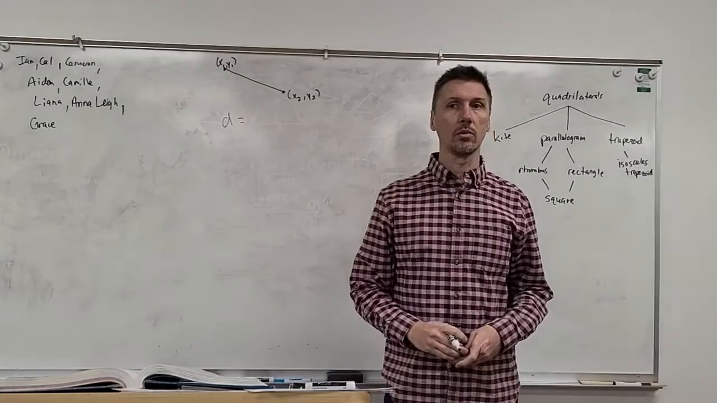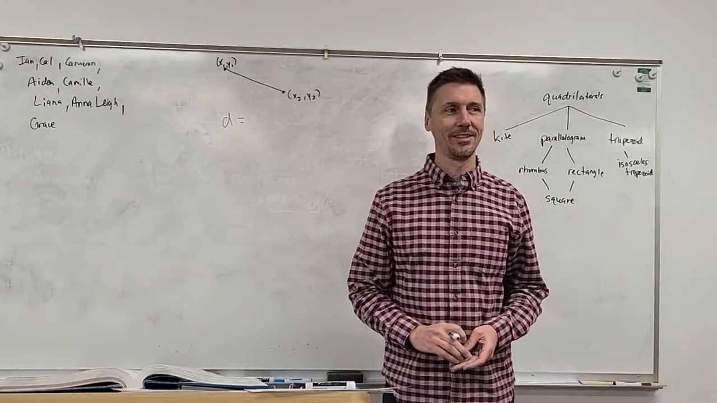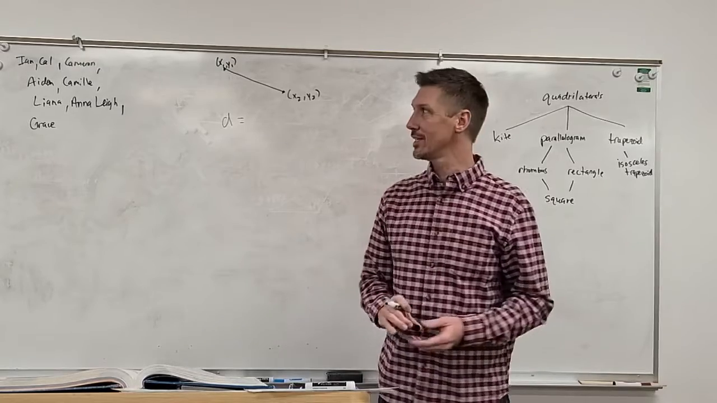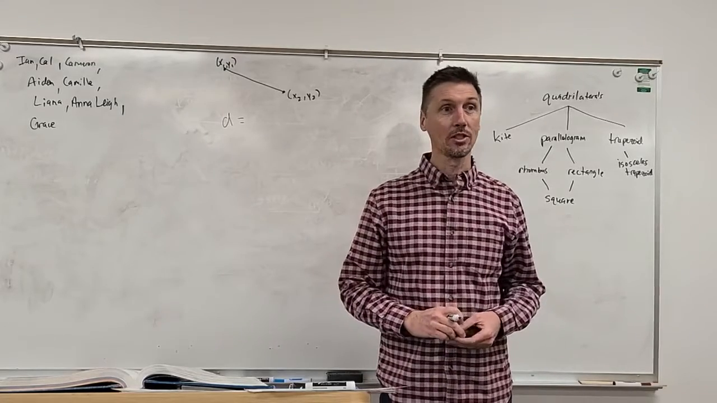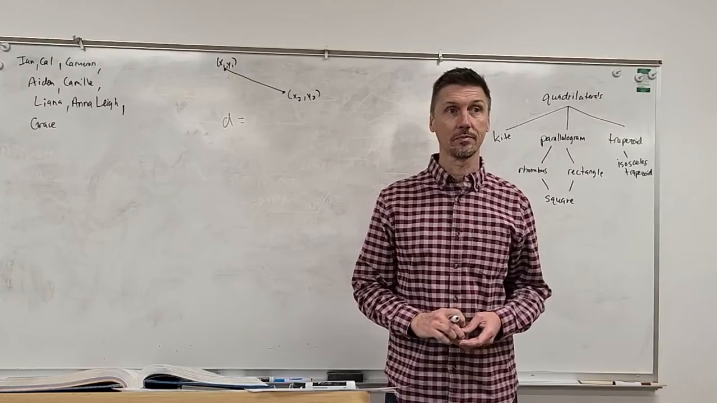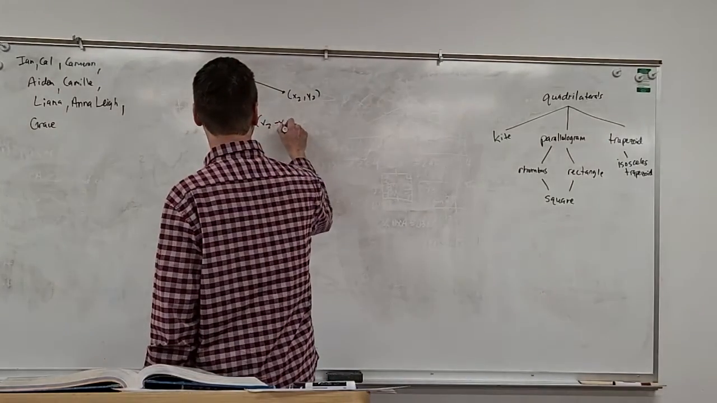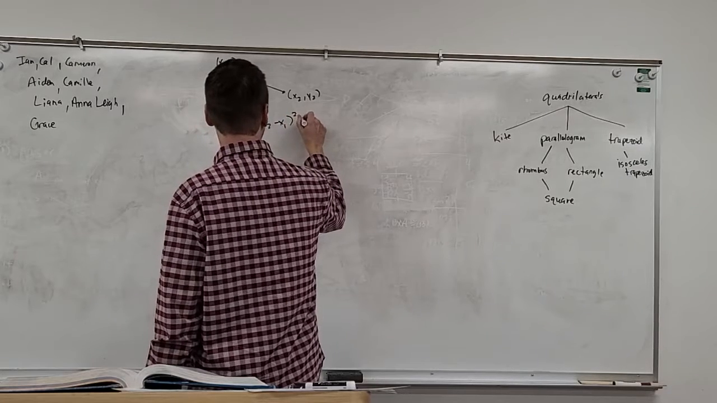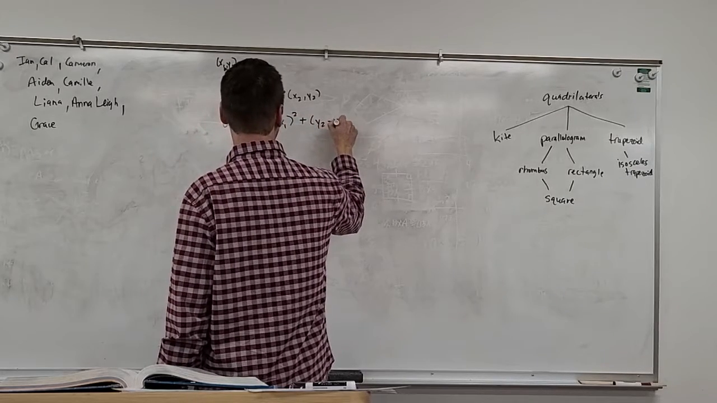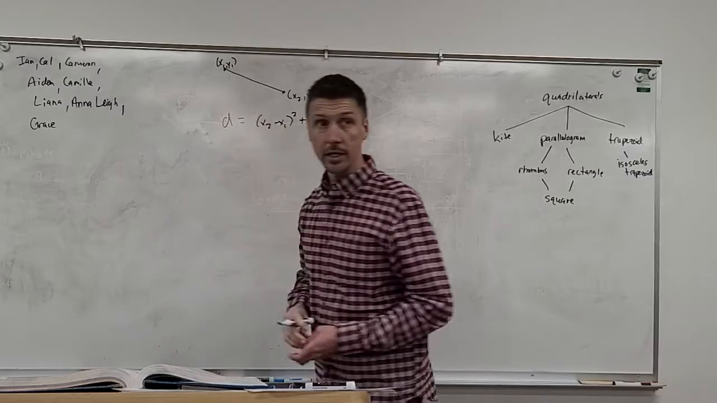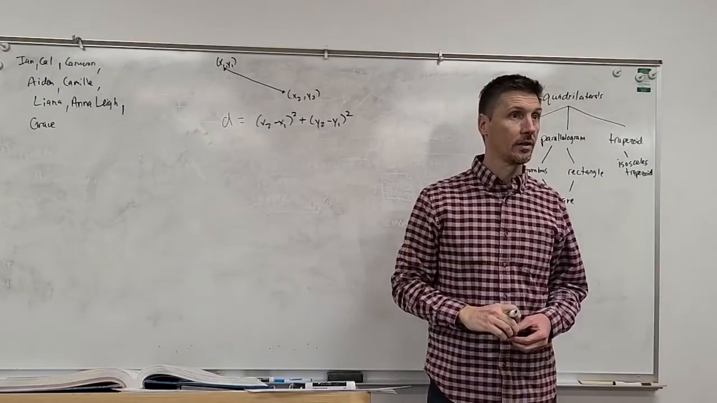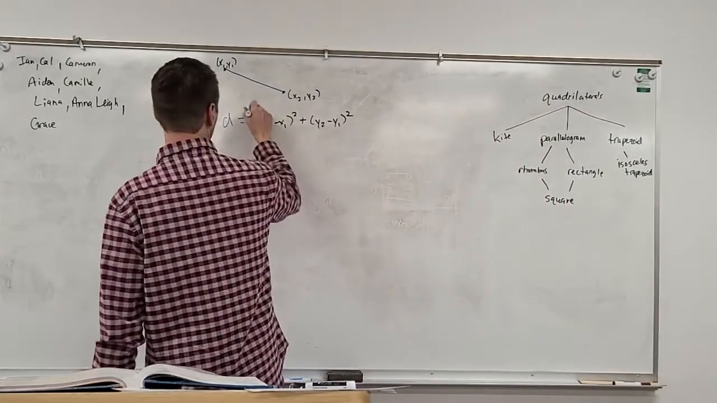Someone else that's not on the board yet. Does anybody know? Sorry, ladies, just trying to give someone else a chance. Joshua. It'd be x2 minus x1 squared plus y2 minus y1 squared. Is there anything else? There's a radical sign. It's a square root over everything, right?